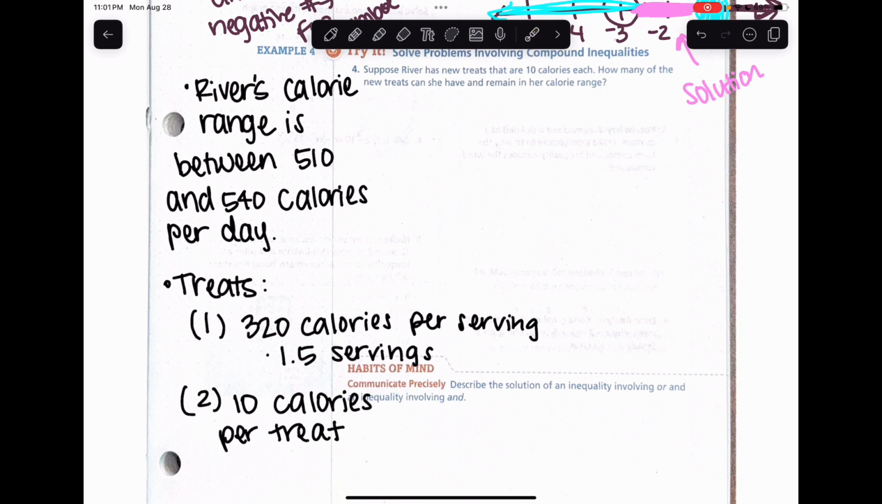So if she can have exactly 510, we're going to put the 510 here, and I'm going to use a different color to not get confused. All right, so we're going to have the 510 here and the 540 here. And we're going to assume that she can have exactly 510 and she can have exactly 540 as well. So it should be included. Now in the middle, we should have her calorie range. Or actually not the calorie range, this is the calorie range. So just her calories should be in the middle.